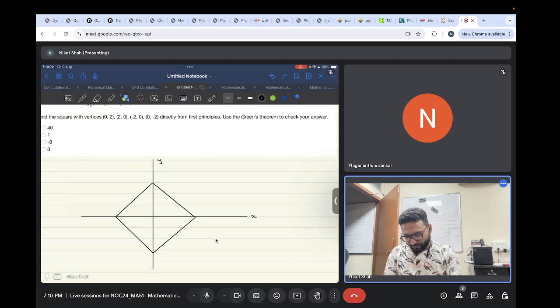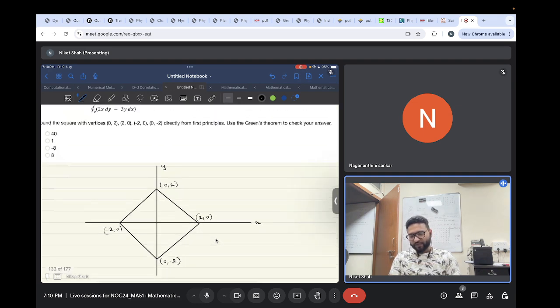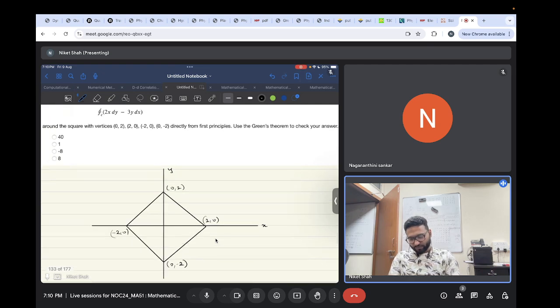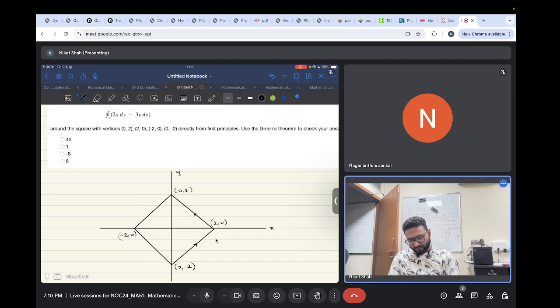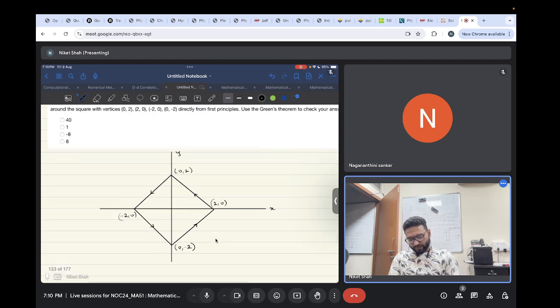All right, so why did I draw it like this? Because they have said that the vertices are at (0, 2), (2, 0), (-2, 0), and (0, -2). These are the vertices of the square. So that's why I've drawn a square in this manner. All right. So now we're supposed to calculate the value of the integral along this contour. So assuming that the contour is in this direction, it's going like this, right? So let me name these A, B, C, and D.